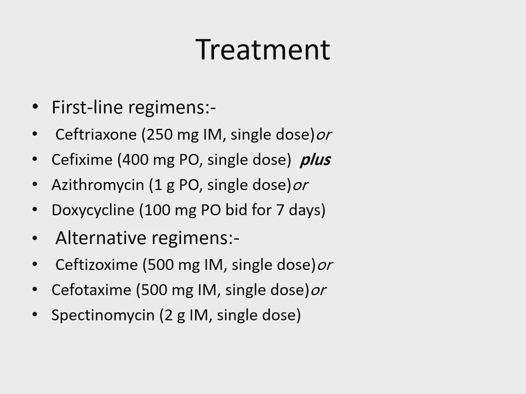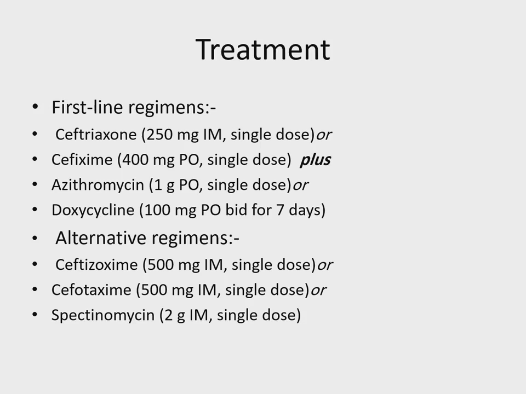Here we have options for the treatment. We have a first line regimen and an alternate. The first line and best drug nowadays is ceftriaxone 250 milligrams IM as a single dose. Only one dose, and this is sufficient, and the patient will be cured. The other option is cefixime 400 milligrams, also a single dose.